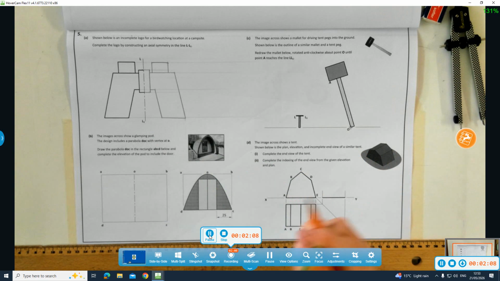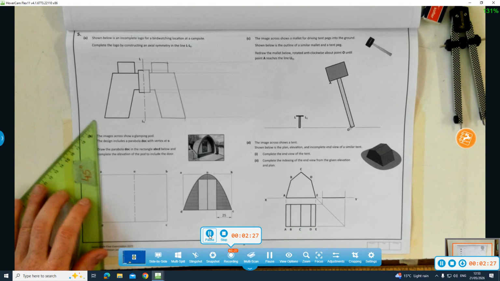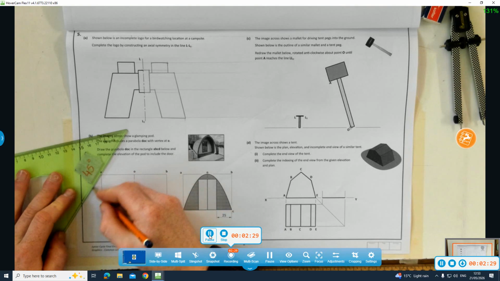So the image across shows a glamping pod. The design of the pod includes a parabola DOC with vertex at O. Draw the parabola DOC in the rectangle ABCD below and complete the elevation of the pod to include the floor. Okay. So we're drawing our parabola here. So we go across from our vertex.